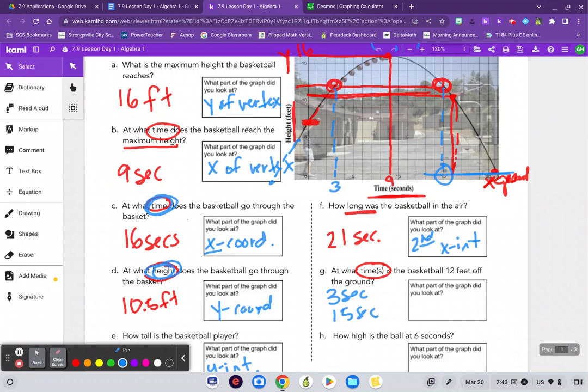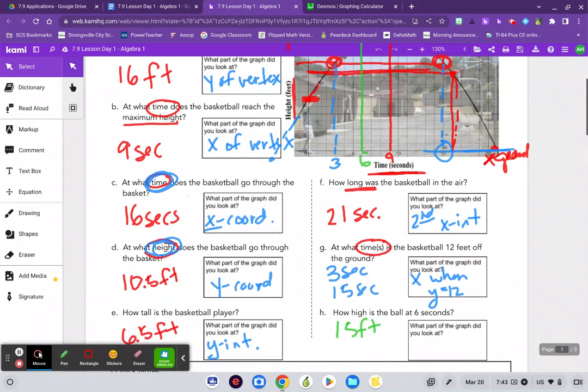And specifically, we found an x when y was equal to 12, okay? And it says, how high is the ball at 6 seconds? All right, 6 seconds would be here. And so if I trace up, how high is the ball? 15 feet.